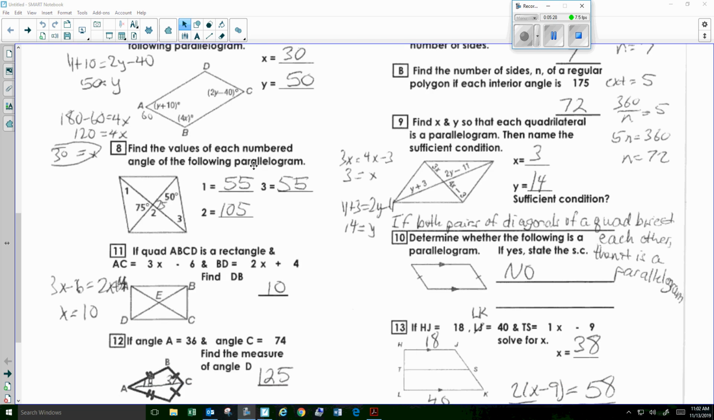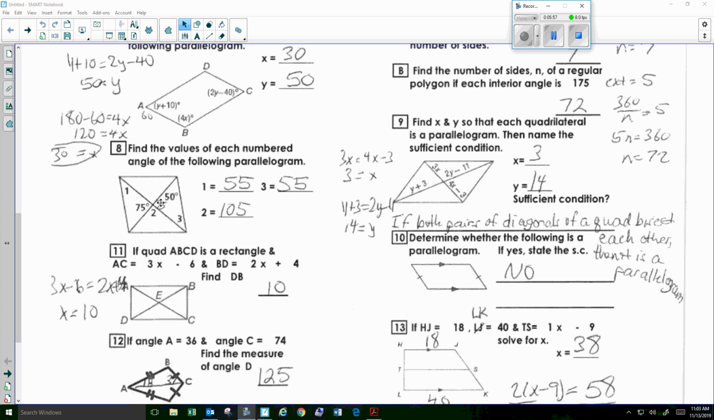Number 8, again, we have a parallelogram. So that means these are parallel. These are parallel right here, cut by a transversal, so we have alternate interior angles. So 1 is congruent to 3. Once I find 1, that's the same as 3. Well, 2 here is a linear pair, so they're supplementary. 180 minus 75 is 105 for angle 2. And of course, that puts 75 there, vertical angle theorem.